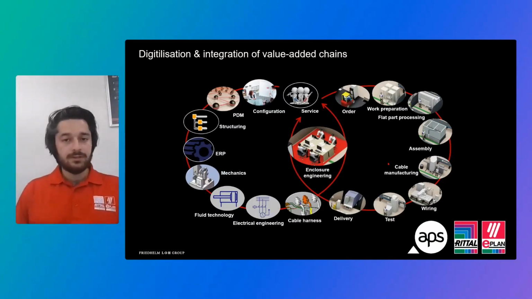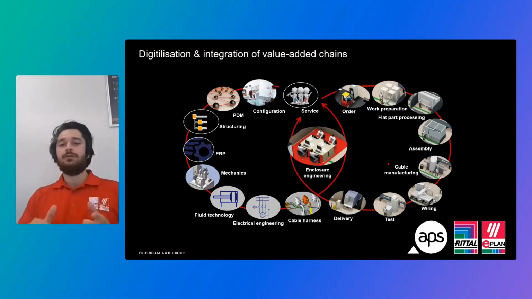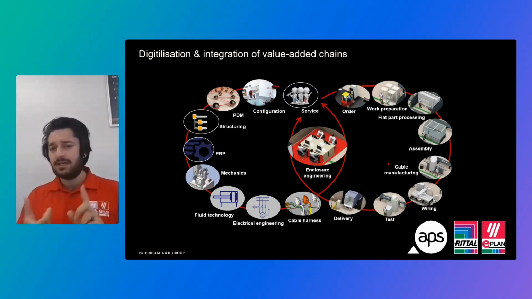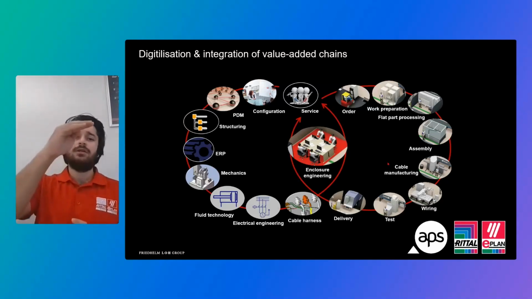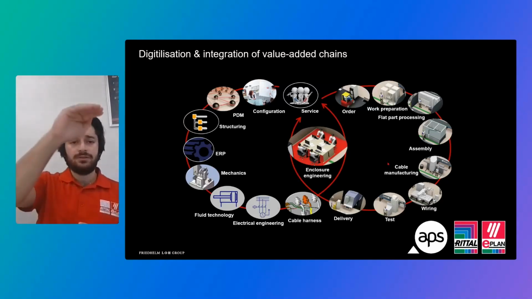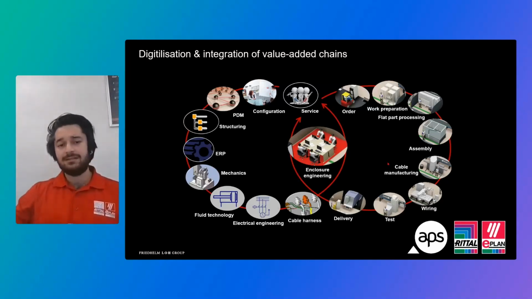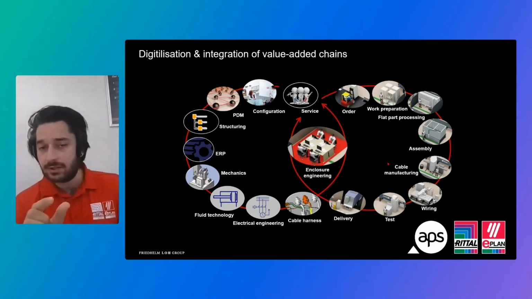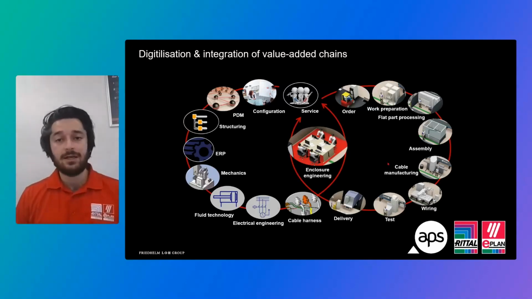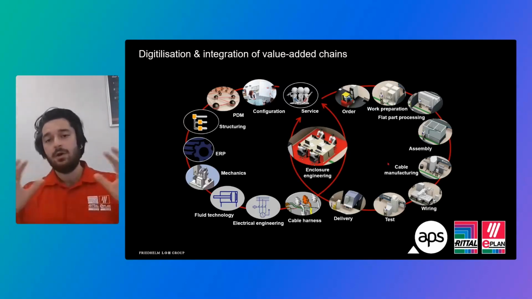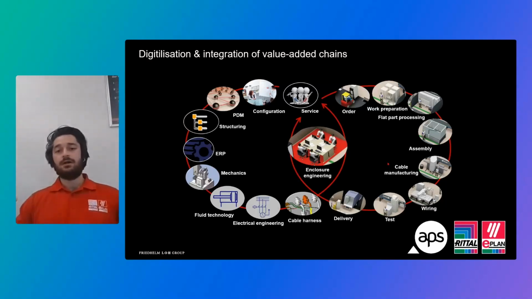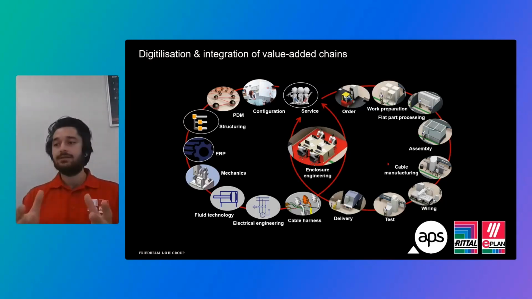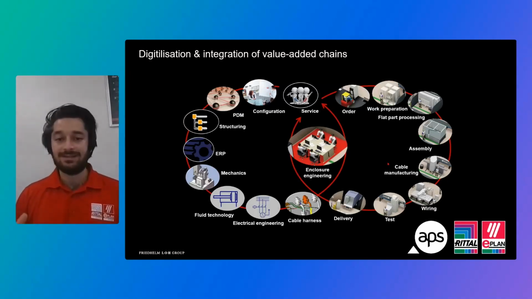In the right loop, you can see order placement, work preparation, flat part processing, assembly, cable manufacturing, and so on. On the left-hand side, you can see service configuration, PDM structuring, ERP, mechanics, engineering, cable harnessing, and so on. It all comes together in the middle section. If you imagine a Venn diagram, where both processes are done correctly and efficiently, you have something exceptional, something that stands above and beyond the rest.